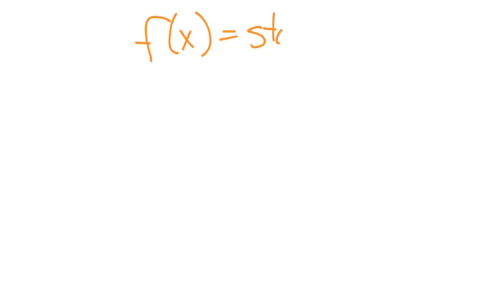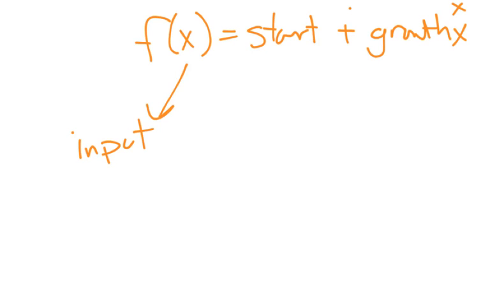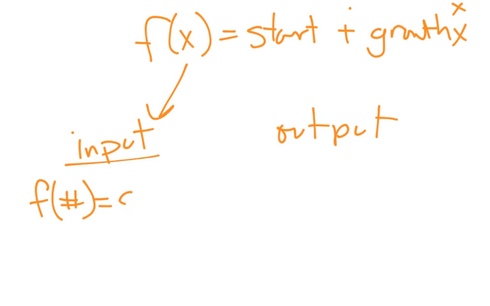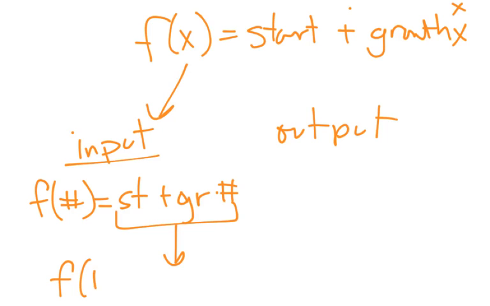We can do the starting number first, plus or multiply the growth, times the variable, or variable to the power if it was multiplying. Then we determine, are we given an input or an output? If we're given the input, then we change it to the number. We do the start plus the growth times that number. And then we evaluate and we get our result.